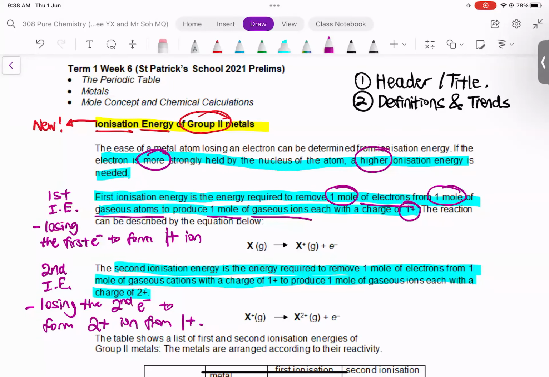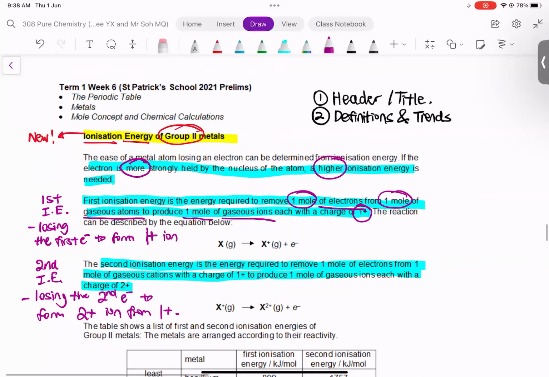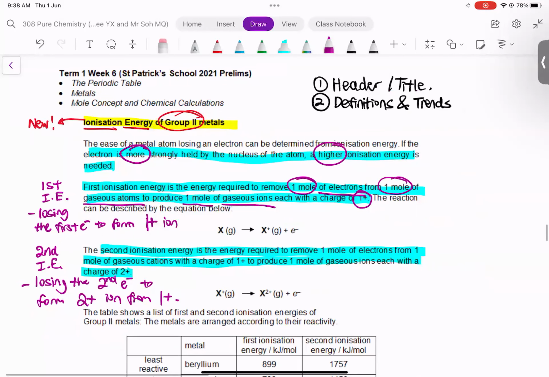Okay? Then you know this is about group 2, right? The header says it's about group 2 metals. So if you have highlighted the header, you keep in mind, okay, this is about group 2. Group 2 is like magnesium. Magnesium, does it form Mg+ or does it form Mg2+? So if you think back, okay, Mr.